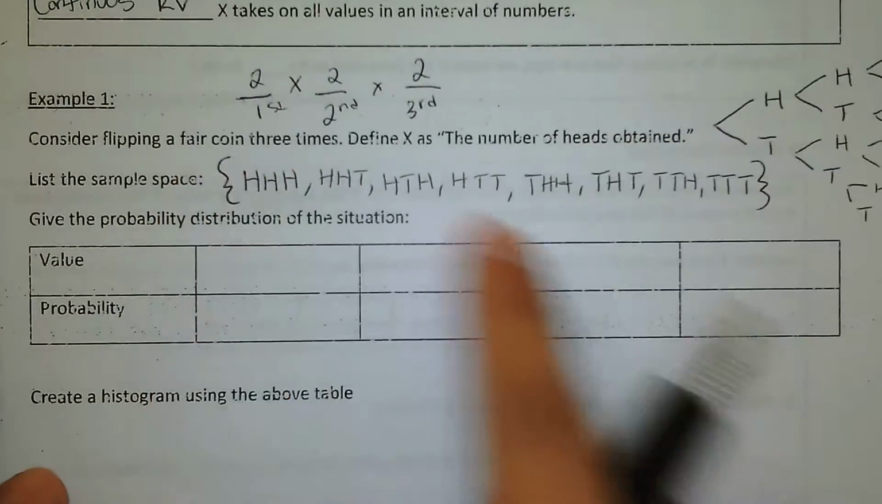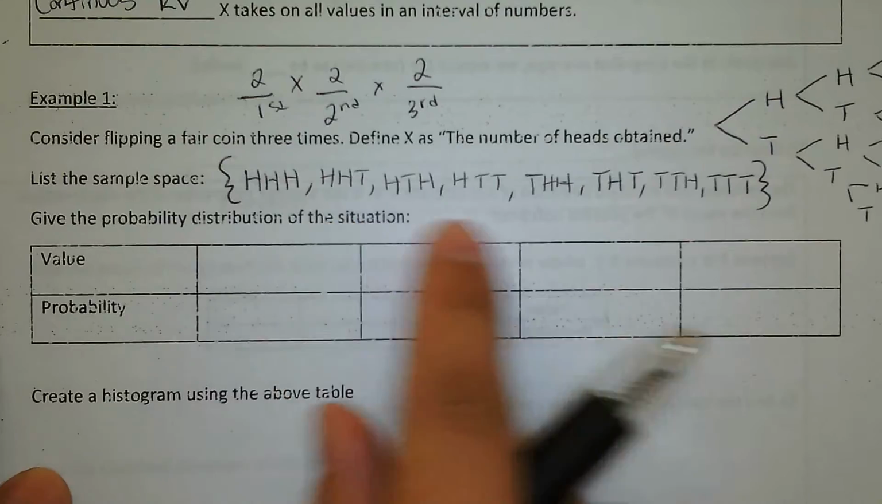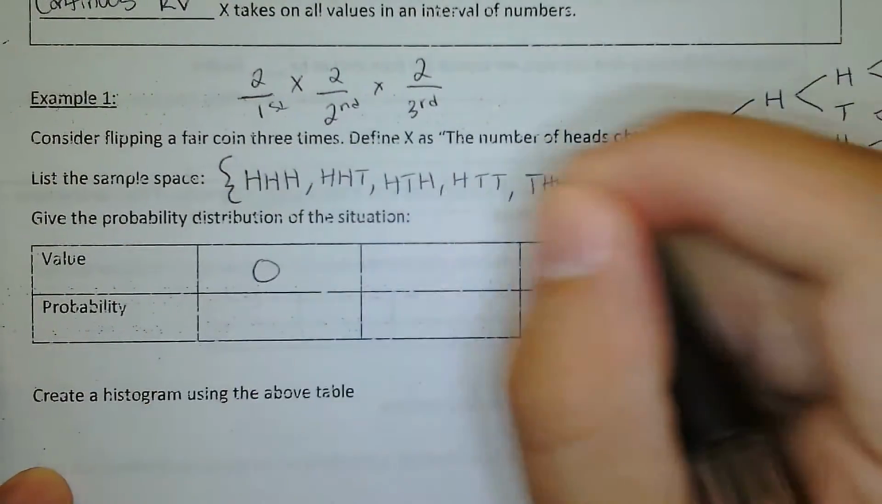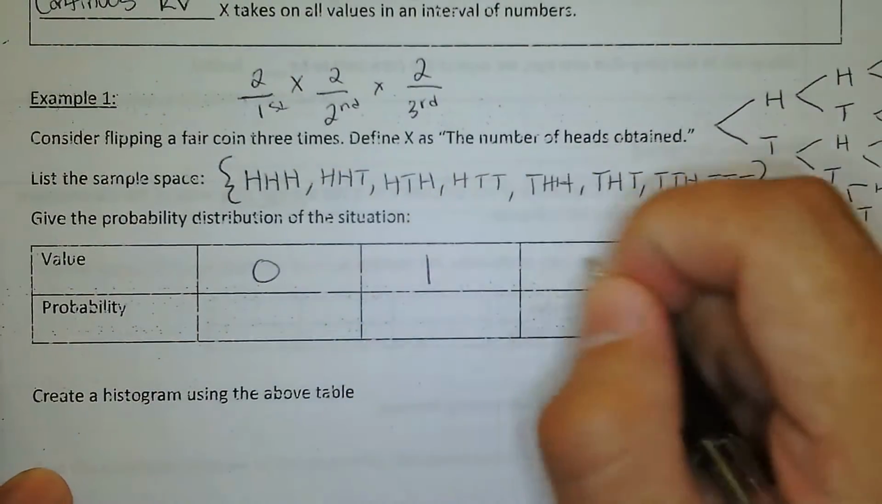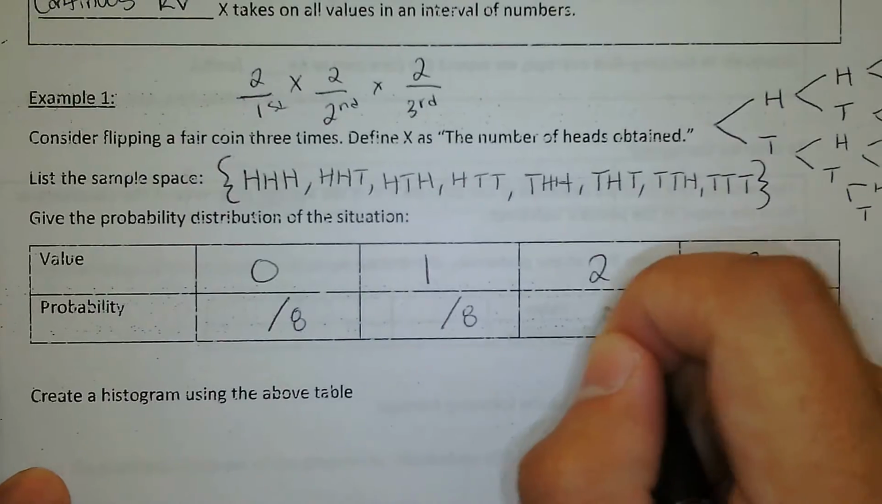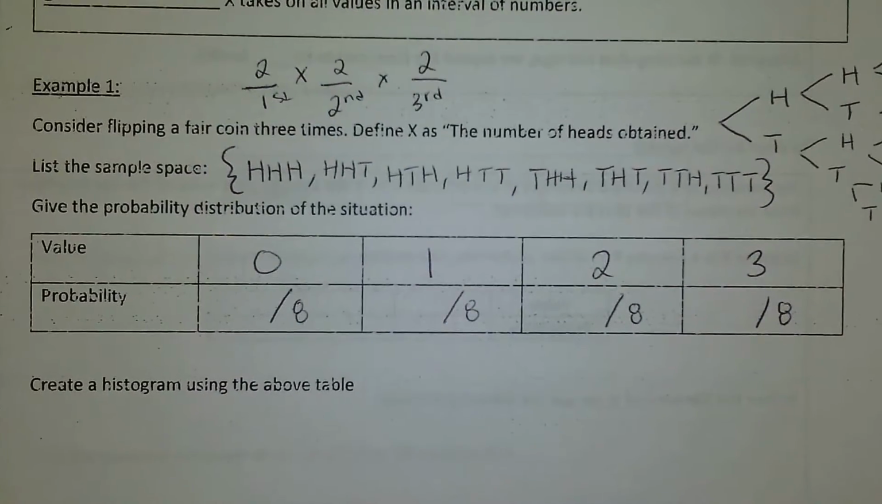So looking at these 8, we are counting the number of heads obtained. So I look, and I can have up to 3 heads, or I can have no heads. And then in some of the other variations, there's 1 or 2 heads. Next up, I know that in each of these events, there are 8 outcomes for this total sample space.